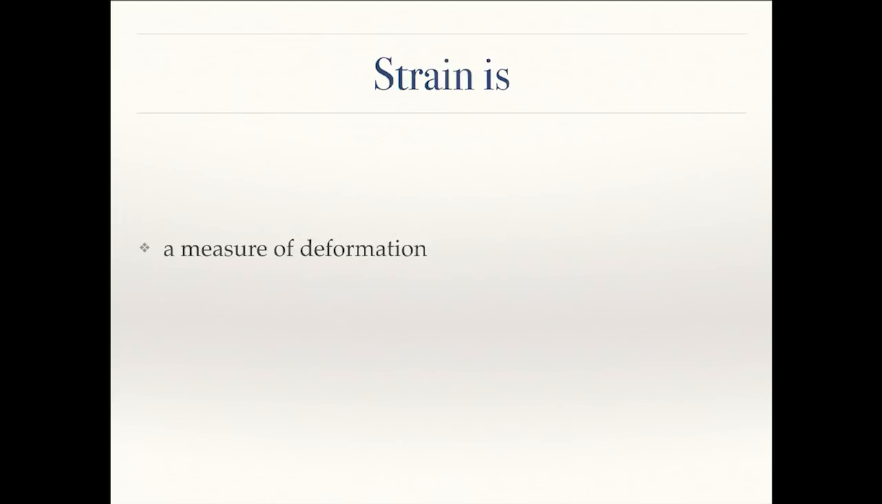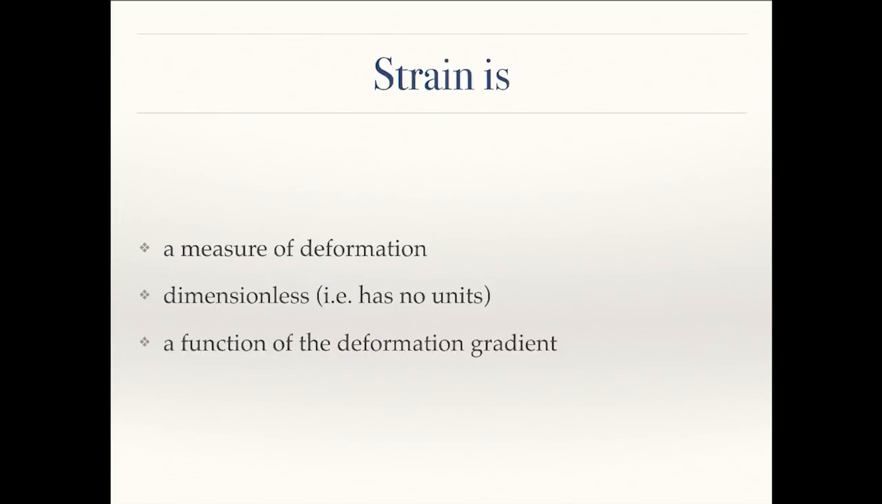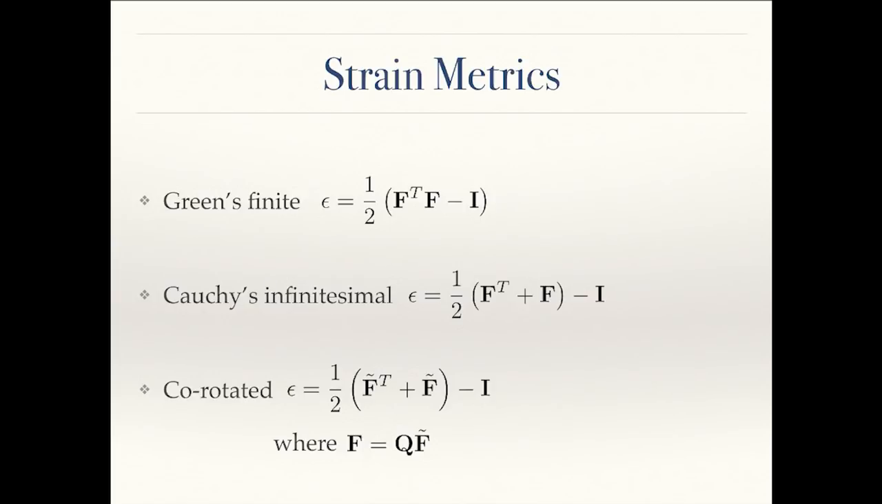So let's talk about strain. Strain is a measure of deformation. As I mentioned in the first part of this course, it's dimensionless. It has no units, and that's really important. We don't want to be mucking up our measures of deformation with some notion of meters or scale or time or anything like that. It's a function of the deformation gradient. It's dependent only on the deformation gradient. Nothing else affects it. And there are 3 common strain metrics used in computer graphics.